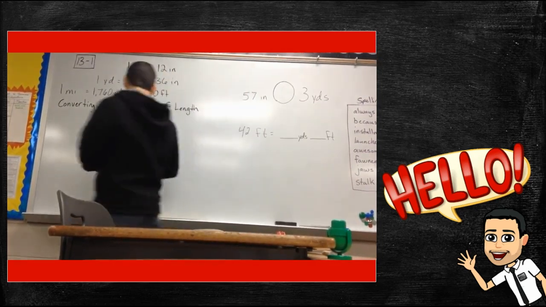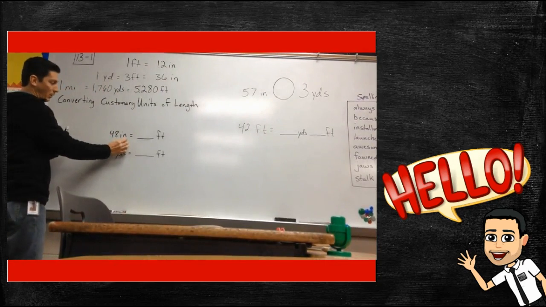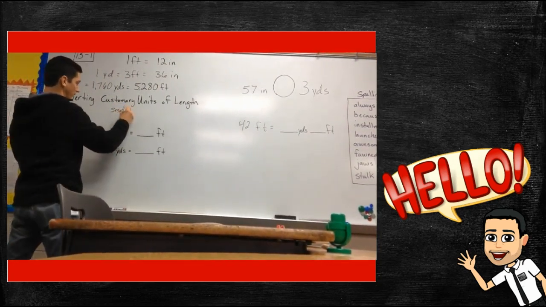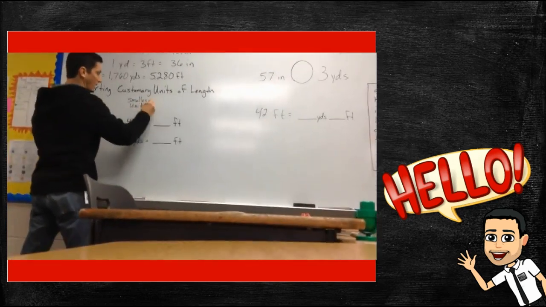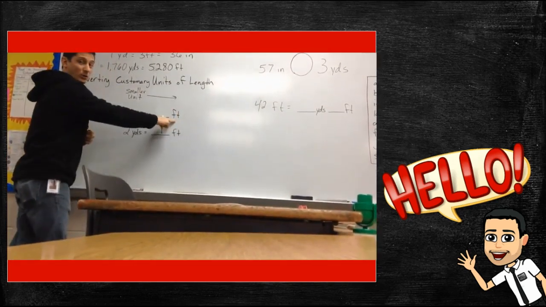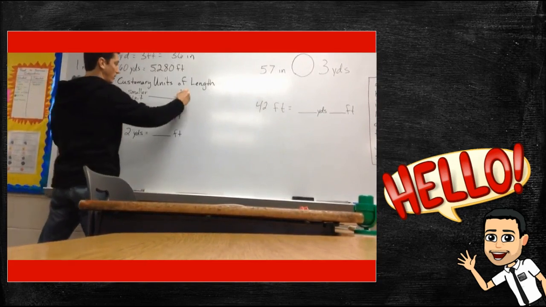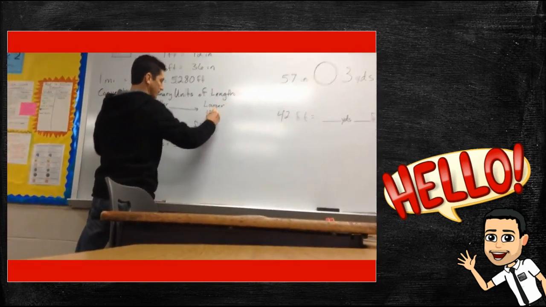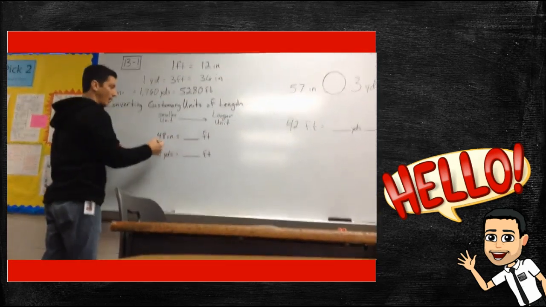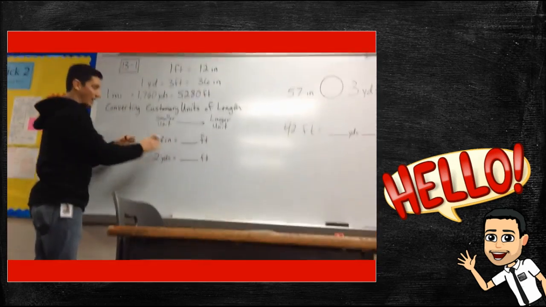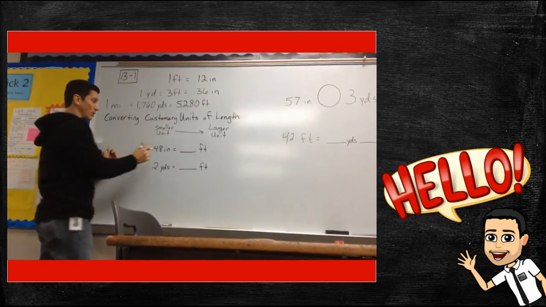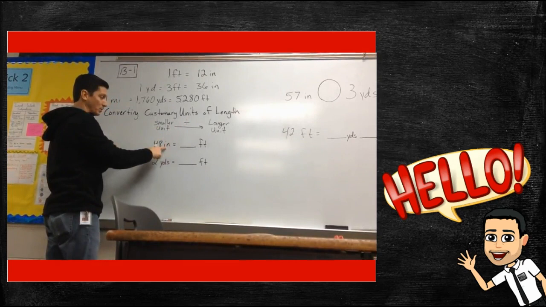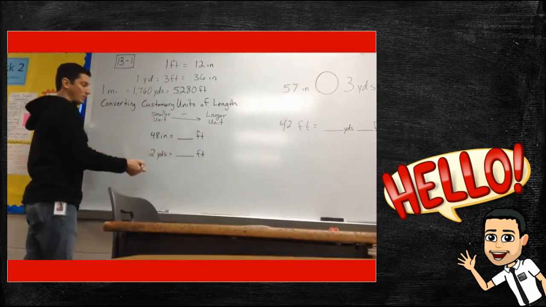So when you have 48 inches, you're going from a smaller unit to a larger unit. Going from inches to feet, that's a larger unit. When you do that, you're actually taking 48 and you want to break it up into chunks of 12. So you're actually dividing. Every time you go from a smaller unit to a larger unit, you divide.